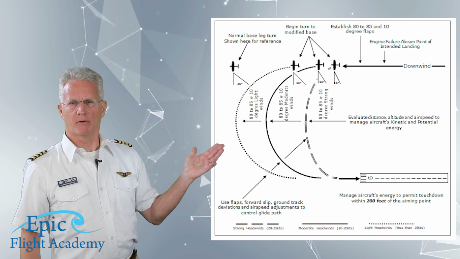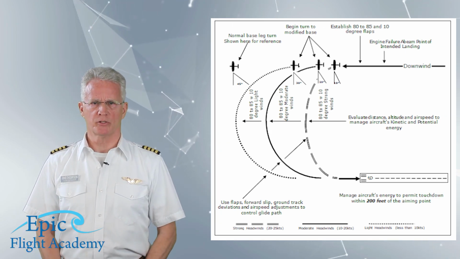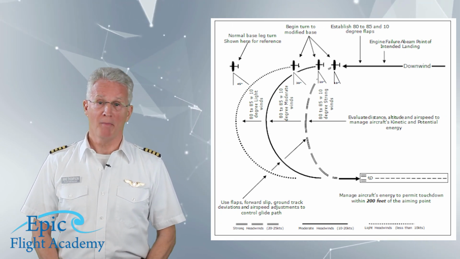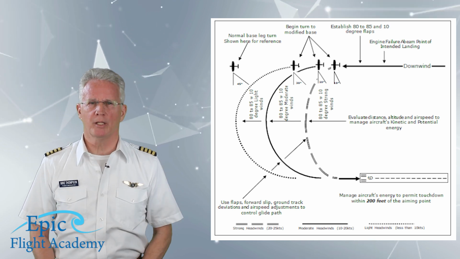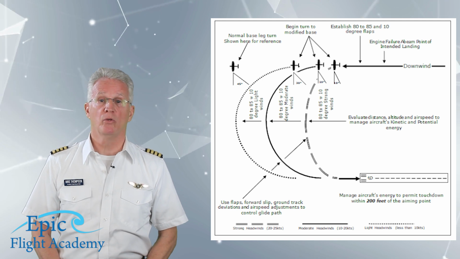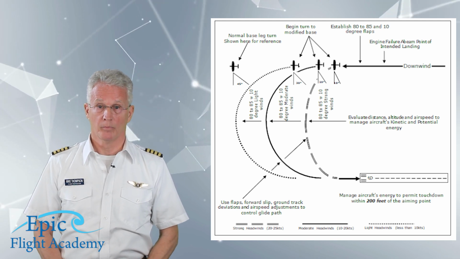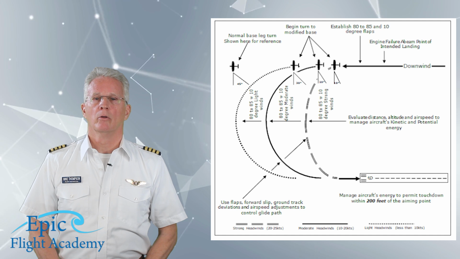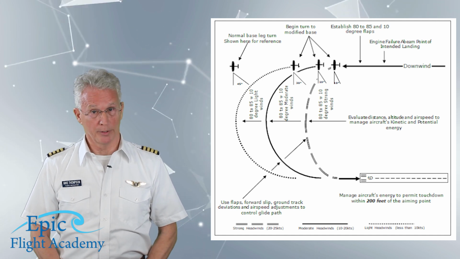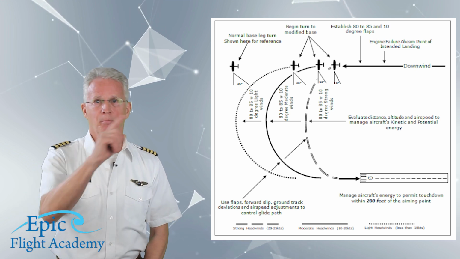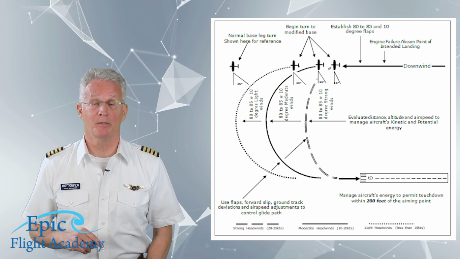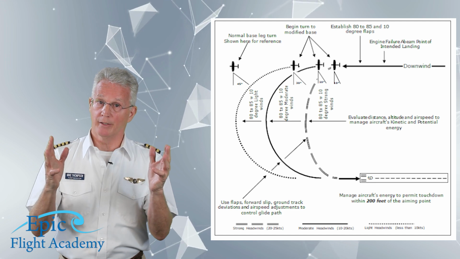Take a look at our diagram from the Epic Standardization Manual. No matter the wind, even in a light wind, you will begin your turn before the regular 45-degree point. And that brings us to the second key point to understand: wind.